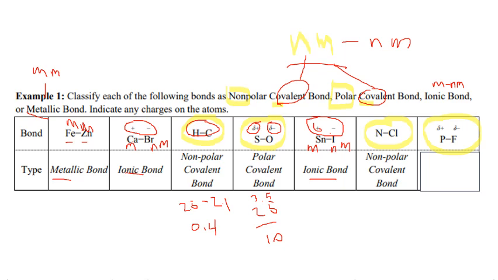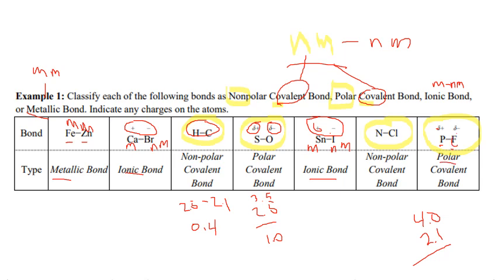Nobody's pulling at these. Last but not least, again, two non-metals, but there is a slightly positive and a slightly negative, and the difference is very large. Polar covalent. In fact, phosphorus is 2.1. Pretty much anytime fluorine's involved, there's a good chance you're going to have a huge difference between these, and that's going to be 1.9, and it's going to tell us it's polar.